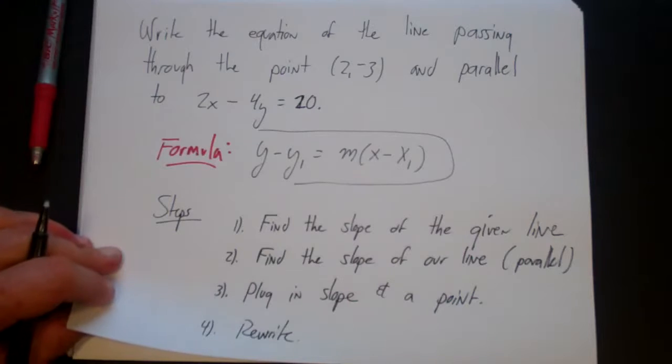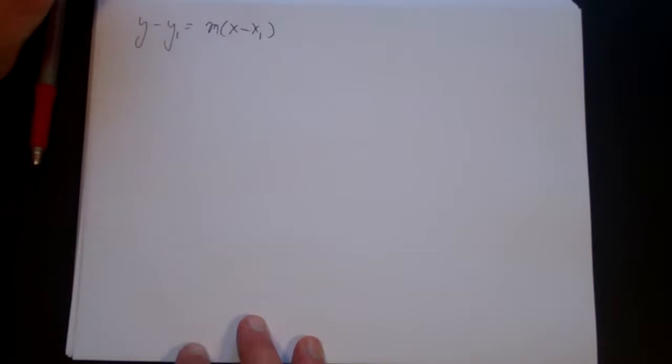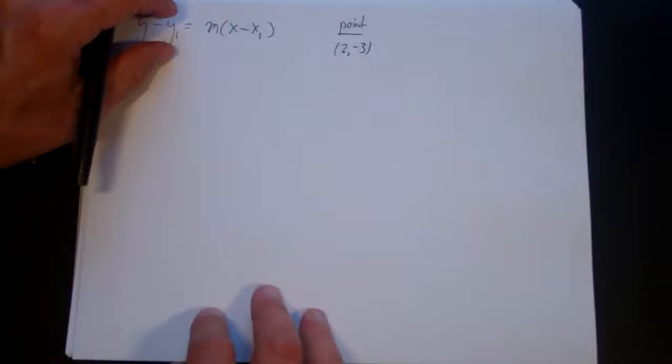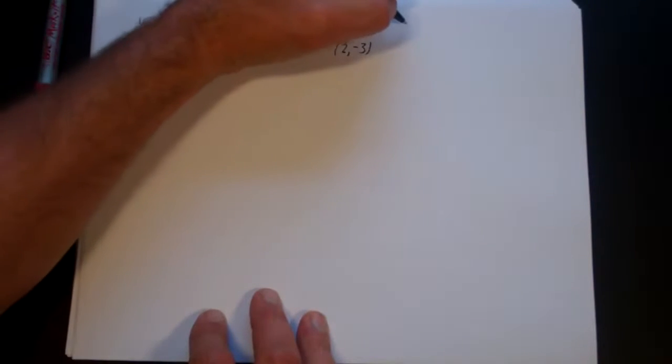So using this example, let's write the problem. So the very first thing I'm going to do is I'm going to write down the formula I need. I have y minus y1 is equal to m(x minus x1). And I'm given a point, and the point that I'm given is (2, -3). So I'm going to go ahead and now I need to find the slope.